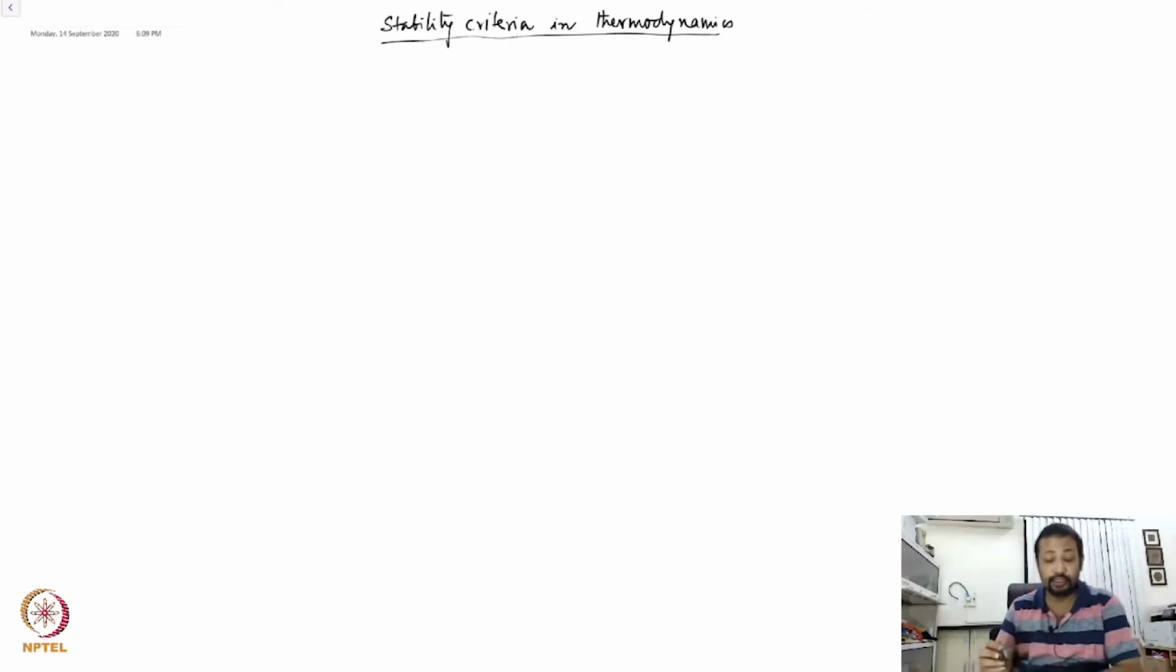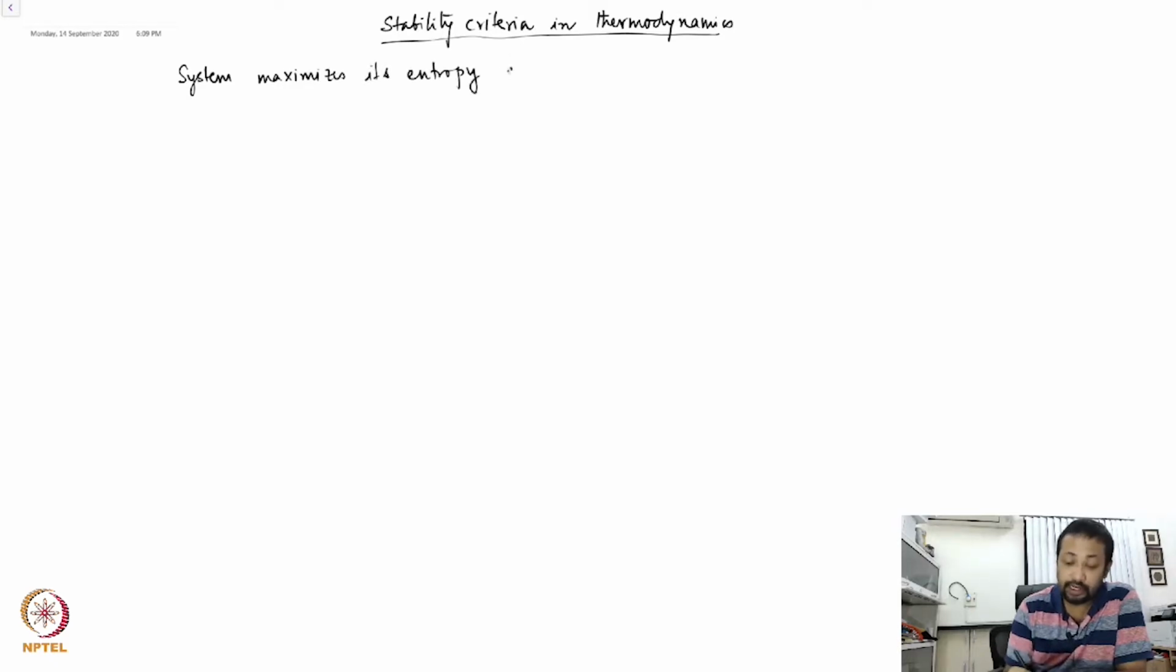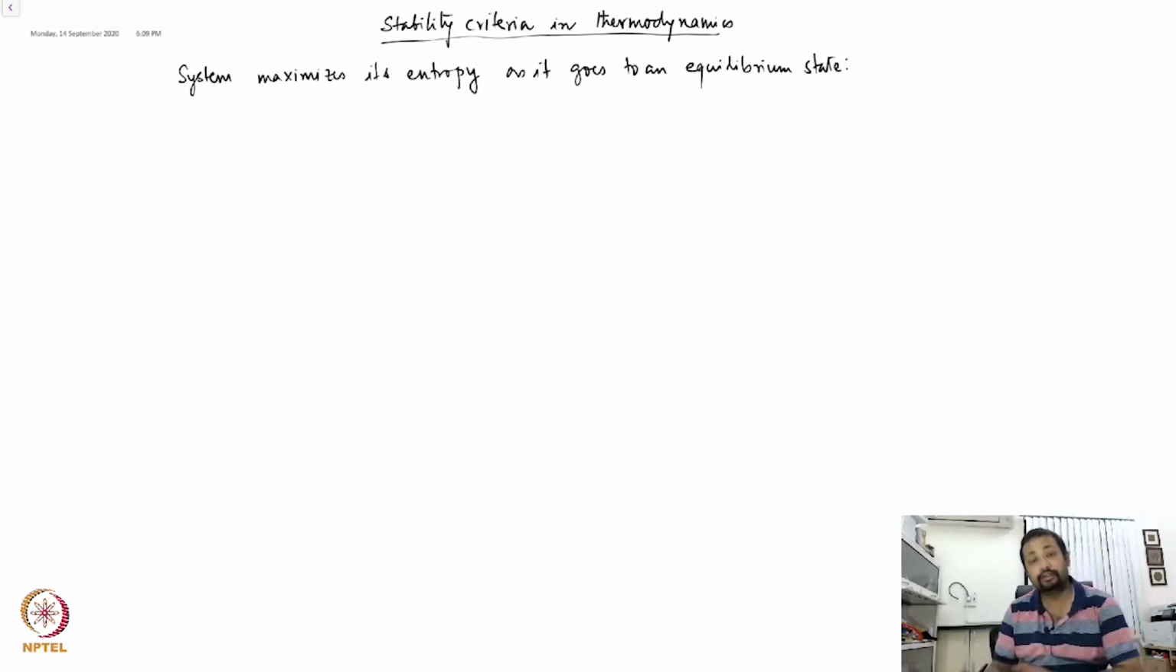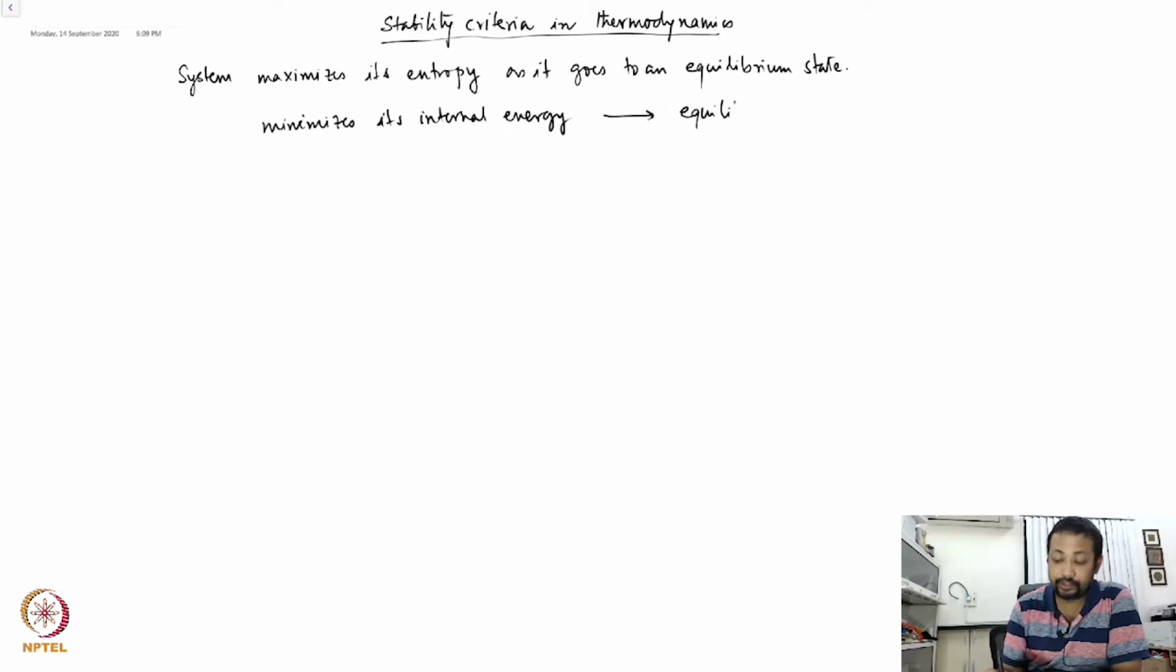Welcome back. Today we are going to look at stability criteria in thermodynamics. Now, in our earlier classes, what essentially we have done is that we have shown that a system maximizes its entropy as it goes to an equilibrium state, right? Alternatively, the statement can be recast in terms of the energy, that it minimizes its internal energy as it goes to an equilibrium state.